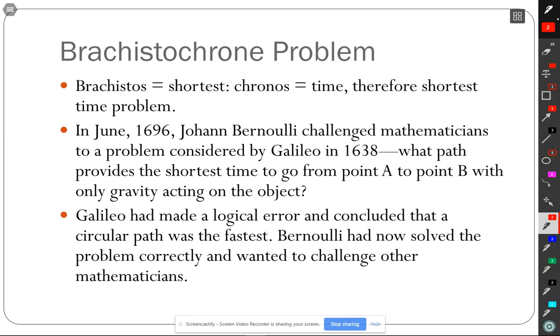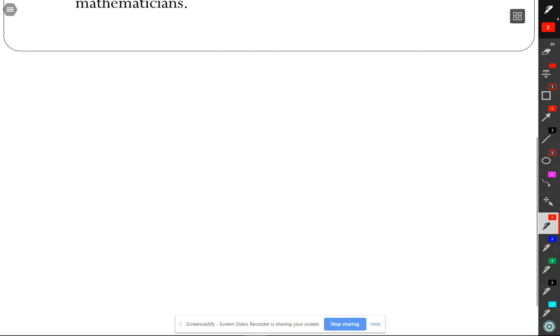And so with that then, Johann Bernoulli challenged mathematicians to solve what path provides the shortest time to go from point A to point B with only gravity acting on the object. So just as an example, say we have a ball that starts here and it's going to end here. What path is going to take the shortest time to get there?